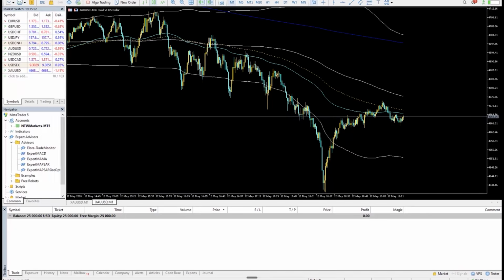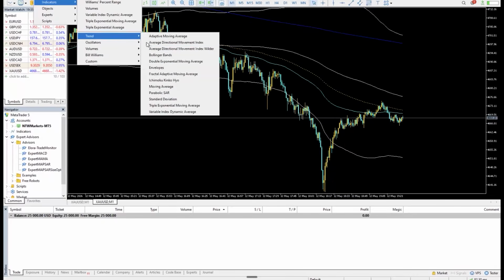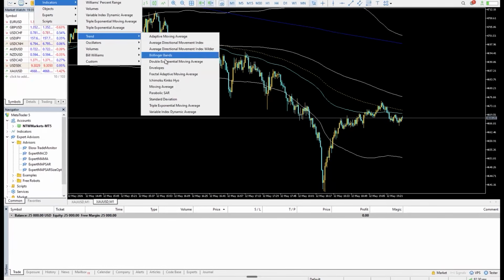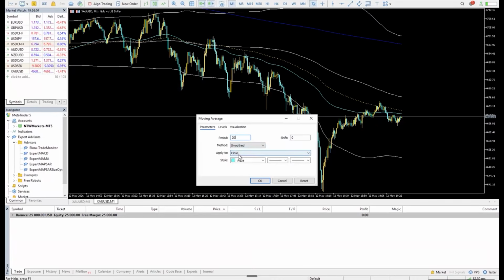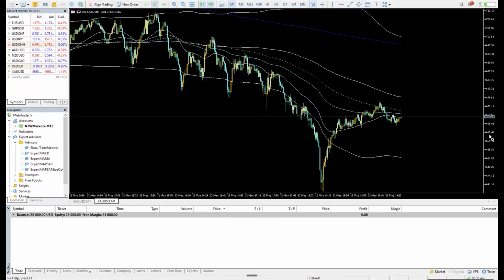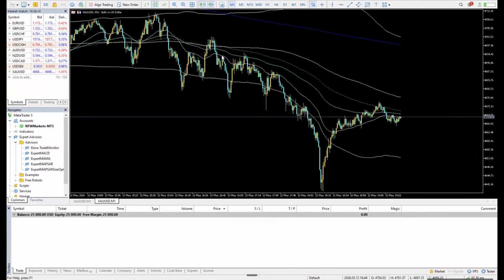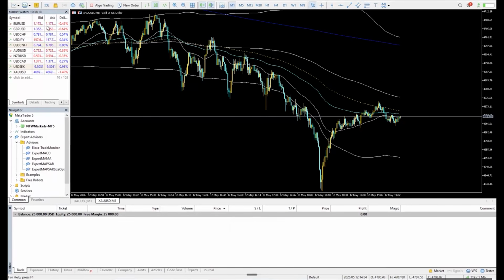The next moving average that I like is the 20 moving average. This one just gives us a little bit earlier confirmation before the 50. So we're going to do 20, smoothed, and we're going to do the color white for that one. Same thing, except it's faster than the 50. So it kind of holds the trade for you as it's going in the right direction.